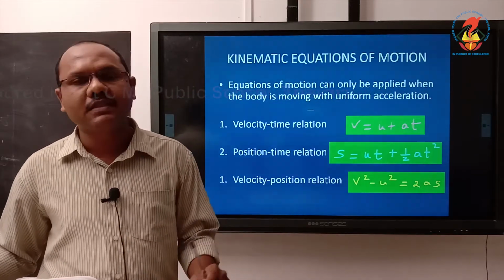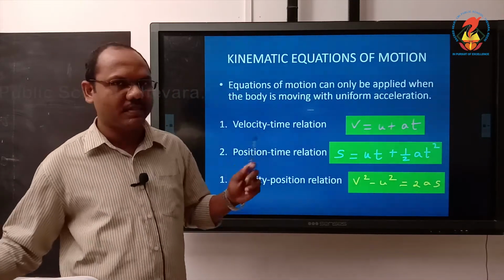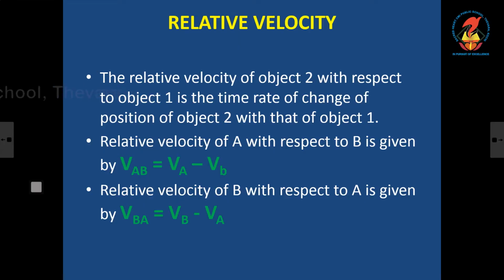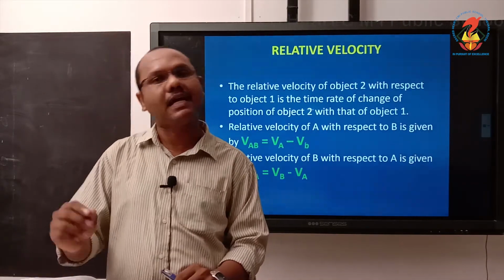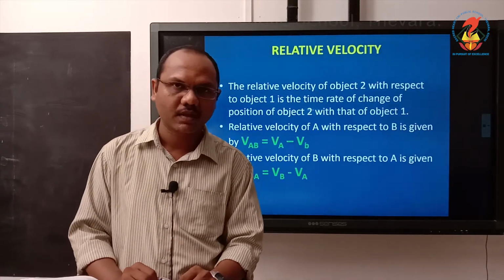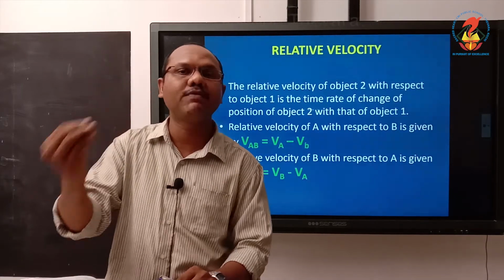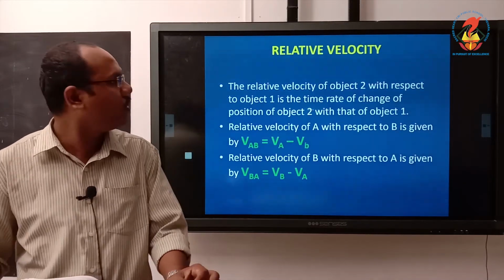We can see how to derive these equations using the graphical method. But before that, let us see one more topic, relative velocity. So what is meant by relative velocity? Relative velocity means how the first body will observe the motion of the second body when two bodies are moving at different speeds.